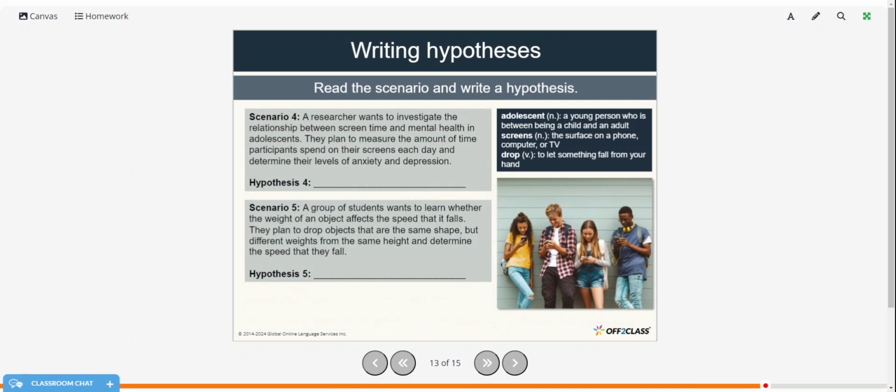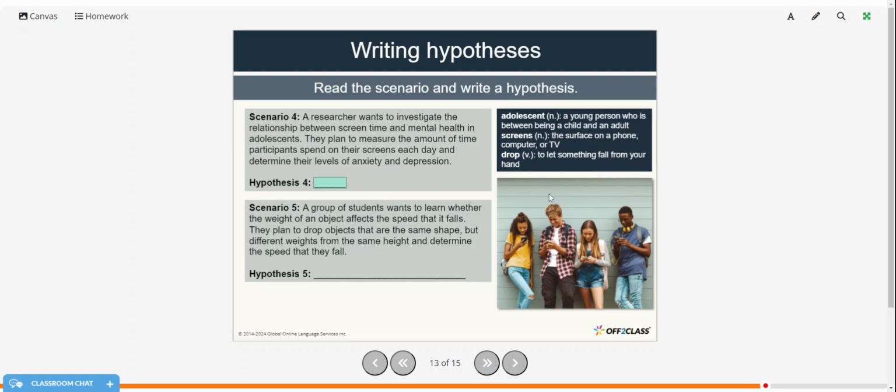A researcher wants to investigate the relationship between screen time and mental health in adolescents. They plan to measure the amount of time participants spend on their screens each day and determine their levels of anxiety and depression. Again, the vocabulary: an adolescent is a young person who is between being a child and an adult. Screens, the surface on a phone, computer, or TV. And to drop is to let something fall from your hand.